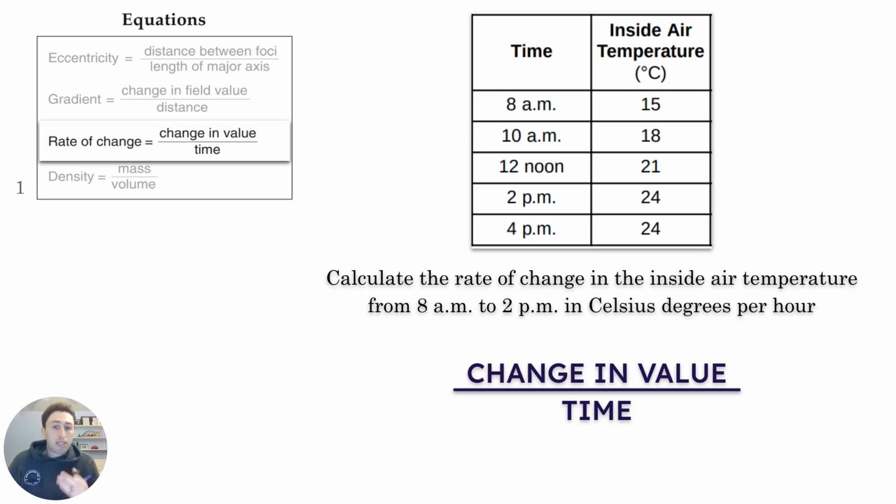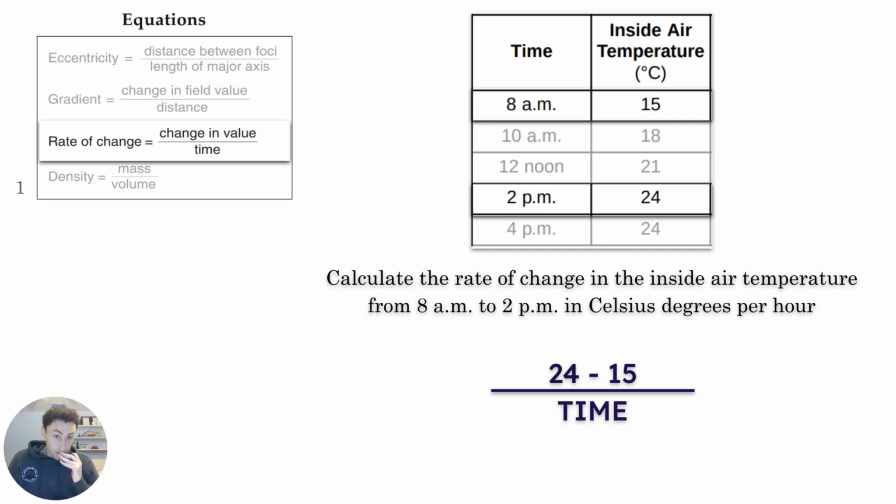So for instance, a question they may ask, they'll give you this data table and they'll say, calculate the rate of change in the inside air temperature from 8 a.m. to 2 p.m. in Celsius degrees per hour. That's the change in value over the time. So in this case, the change in value is going to be from 24 to 15. So from 24 to 15 is going to be 9. So that's 9 degrees is the change in value.